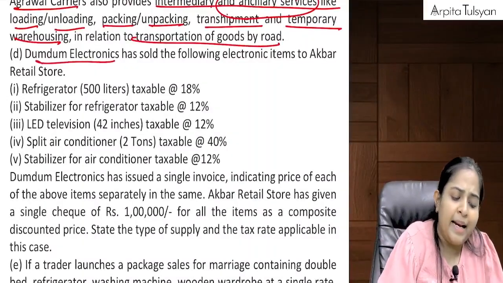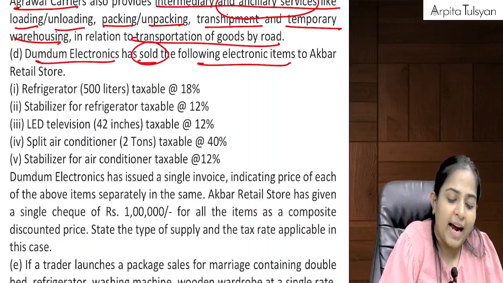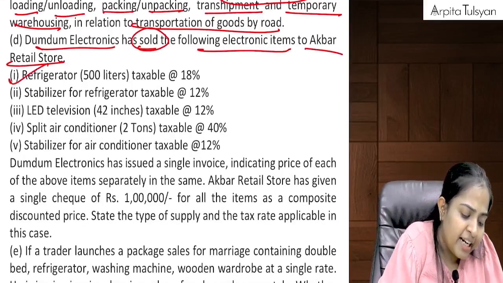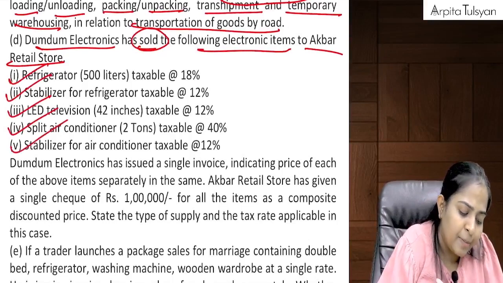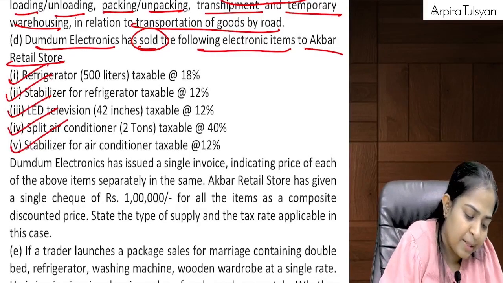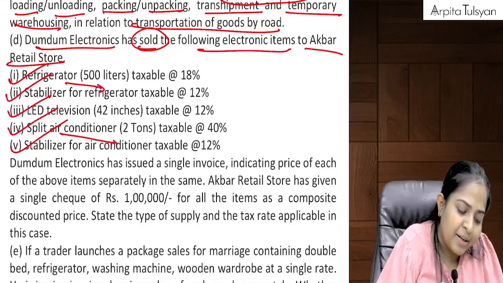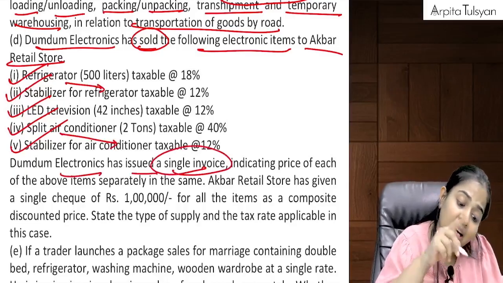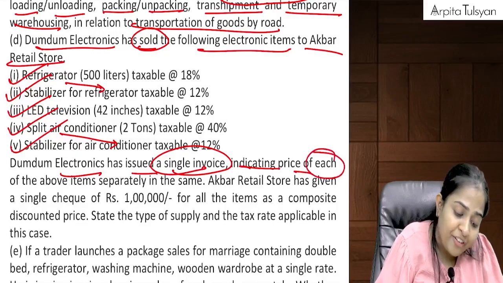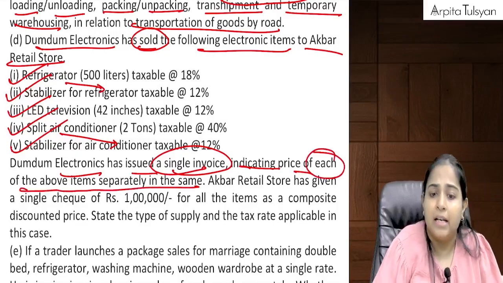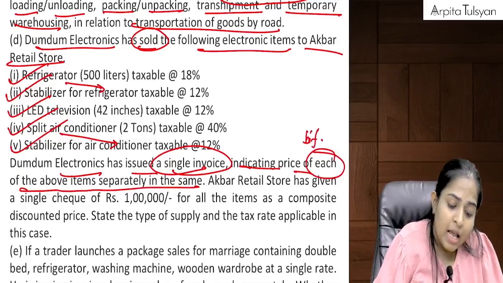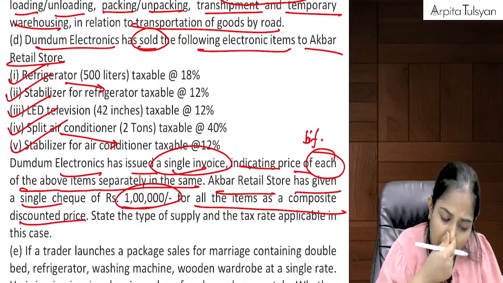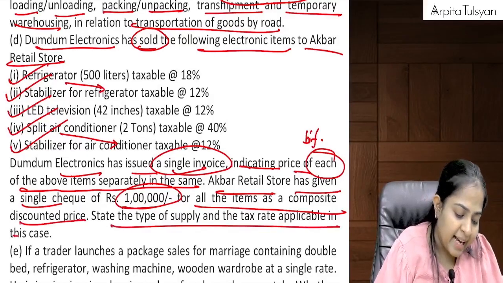Then Dum Electronics has sold the following electronic items to Akbar retail store. Refrigerator, stabilizer, LED TV, split AC, stabilizer, etc. This was stabilizer for refrigerator. This is stabilizer for AC. Dum Electronics has issued a single invoice indicating the price of each of the above items separately. Means bifurcation is shown. So Akbar retail store has given a single check of 1 lakh for all the items as composite discounted price. State the type of supply and the tax rate applicable.